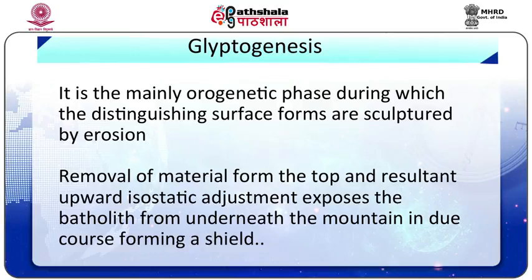The next one is glyptogenesis. It is the mainly post-orogenetic phase during which the distinguishing surface forms are sculptured by erosion, removal of material from the top, and the resultant upward isostatic adjustment exposes the batholiths from underneath. The mountain is in due course reduced to a shield.